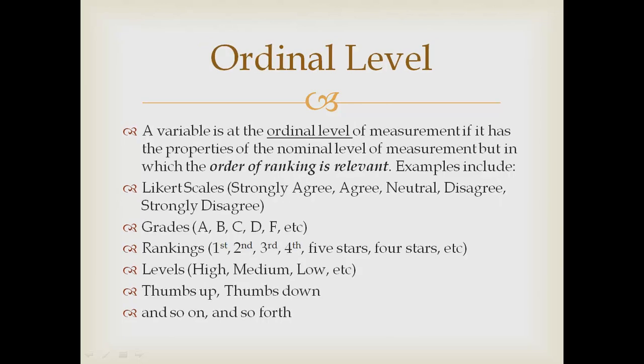Ordinal level. A variable is at the ordinal level when it has the properties of the nominal level, but in which the order of ranking is relevant. In this level, the order of ranking is important. Like the Likert scales, we call it Likert scales. When you have strongly agree, neutral, disagree, strongly disagree.